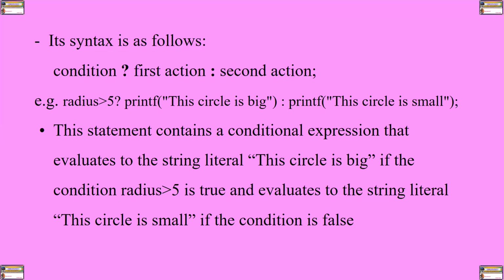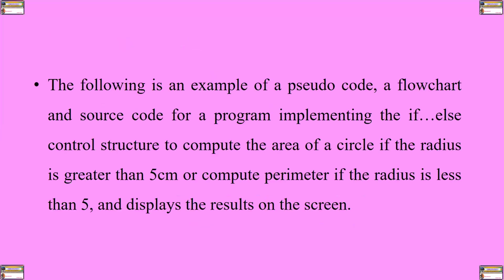So this statement contains a conditional expression that evaluates the string literal "This circle is big" if the condition radius is greater than 5 is true, and evaluates the string literal "This circle is small" if the condition is false.